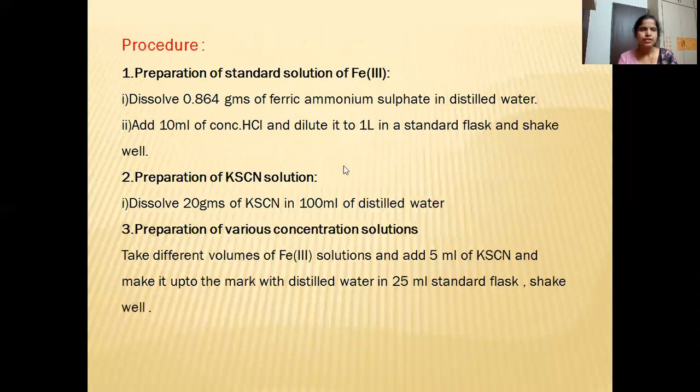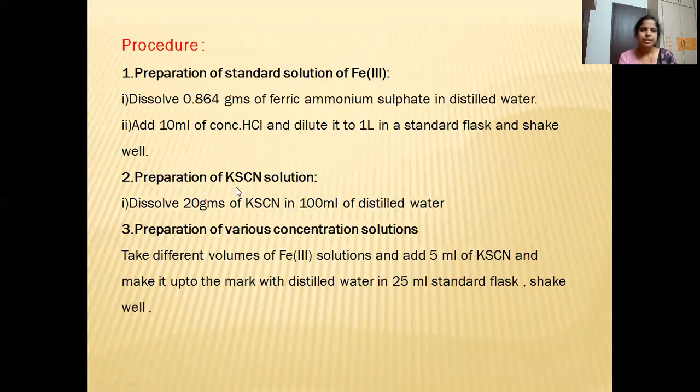Procedure: first we need to prepare the standard solution of iron. For this we are taking ferric ammonium sulfate. Here we have given some of the values. So 0.864 grams of ferric ammonium sulfate is taken in distilled water, and to that we add 10 ml of concentrated HCl and then dilute it up to 1 liter in a standard flask. That is taken as the standard solution of iron.